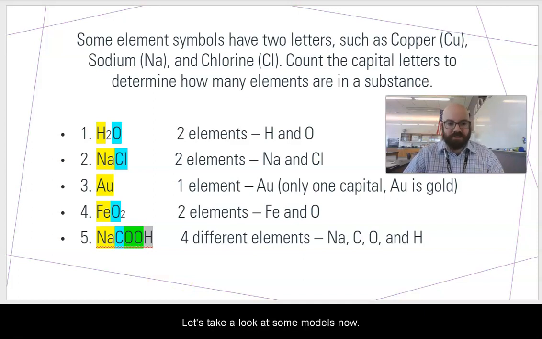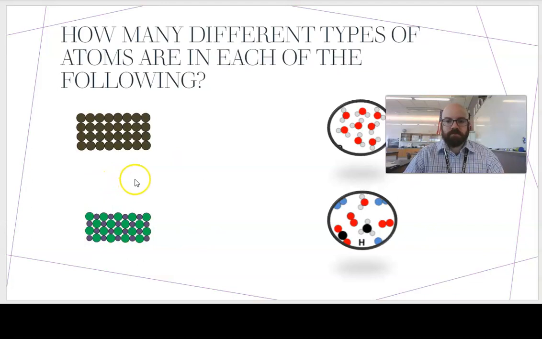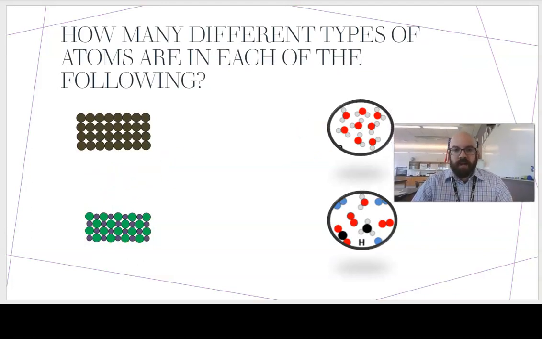Let's take a look at some models now. How many different types of atoms are in each of the following? So take a look at these four examples.